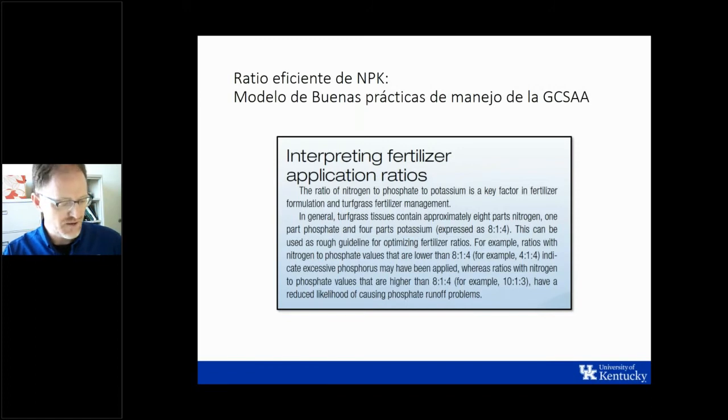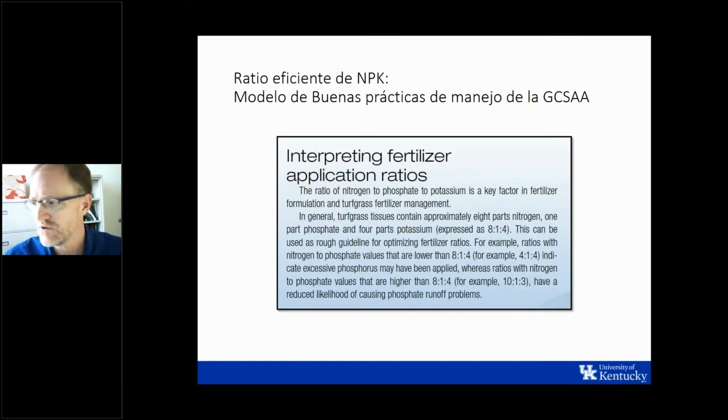This is in the current BMP. If you're unaware, the GCSA is going through BMP manuals and creating those manuals in all 50 states, and this is part of those manuals, and you'll see the interpreting fertilizer application ratios. In essence, what they're saying is put out a 2-to-1 N to K, but they're doing it with the inclusion of phosphorus. So in doing so, we're recommending an 8-1-4 ratio of N, P, and K.